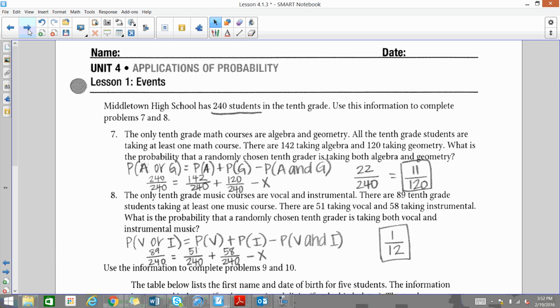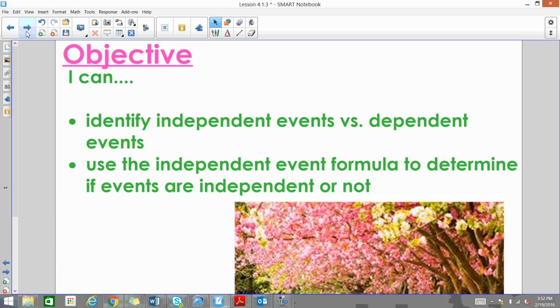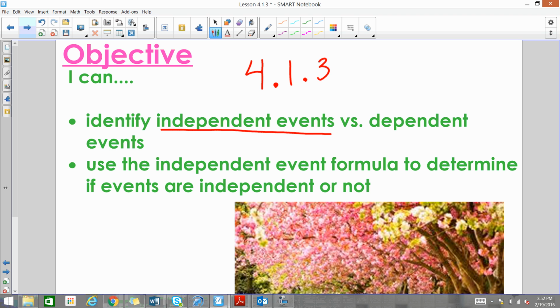What I want to do is talk about what we're going to do today. So we're on lesson 4.1.3. So if you haven't figured that out yet, you got to find 4.1.3 in your book. I will have the page number up in a second. That's where we're on today. And we're going to talk about independent events, identifying whether or not events are independent, and then determining, all right, well, if they're not independent, they're dependent events. That's how you're going to really figure this out. And then we're going to use the independent event formula to determine if events are independent or not. So independent events, what does that mean?